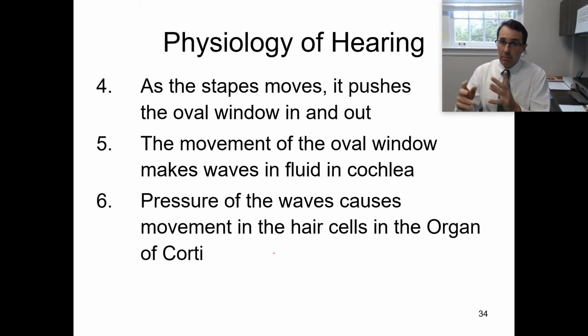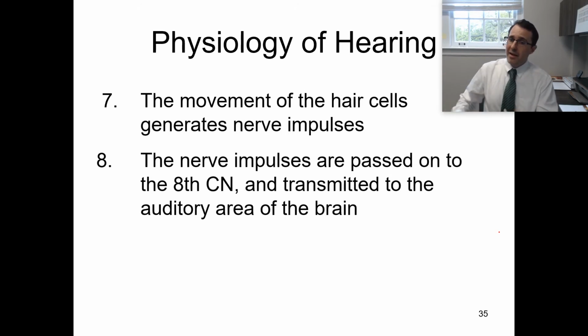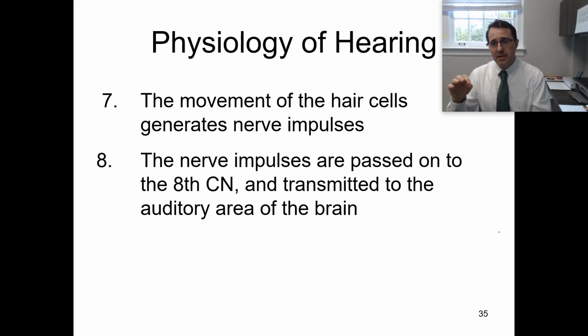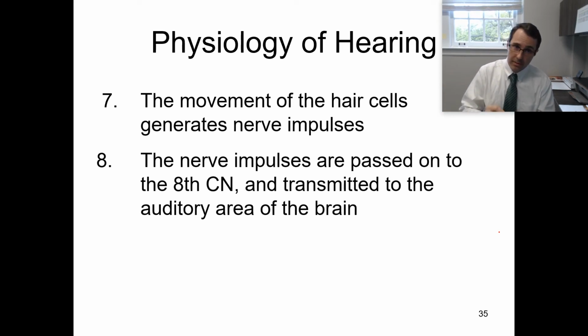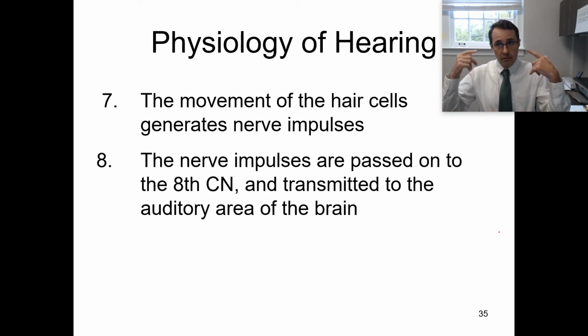This movement of the oval window at the cochlea makes waves of fluid, waves of pressure within the cochlea. And these waves of pressure, as they move through the cochlea, move the hair cells within the organ of Corti. And when the hair cells are moved within the organ of Corti, it generates an electrical impulse, a nerve impulse. And then that electrical impulse is transmitted from the inner ear, from the cochlea, up to your brain.